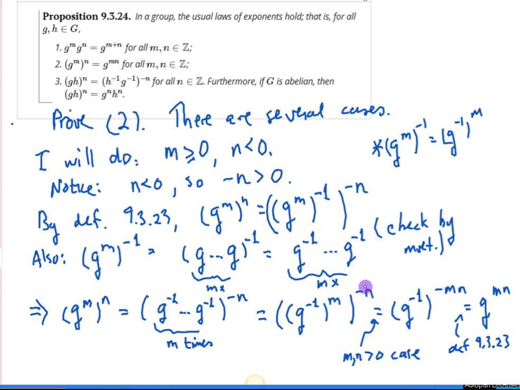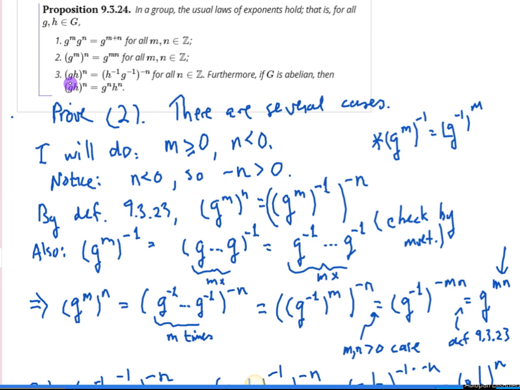Now these are both positive, and we already proved the case where both powers were positive. So I can combine these two. Now again, this minus n is positive, so we're okay. All right, so that's g inverse to the minus mn. Now what can I do? Well, I'm actually going to use this very same proof here, that g inverse to a positive power, that's g to the mn. Now this is a negative number, so again, g to a negative power is the g inverse to the corresponding positive power. All right, so I've used this definition to go from here to here. So that completes the proof of this part 2.